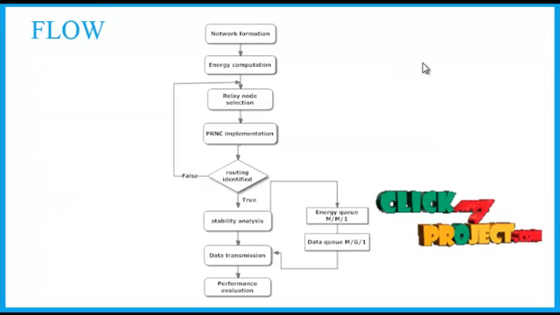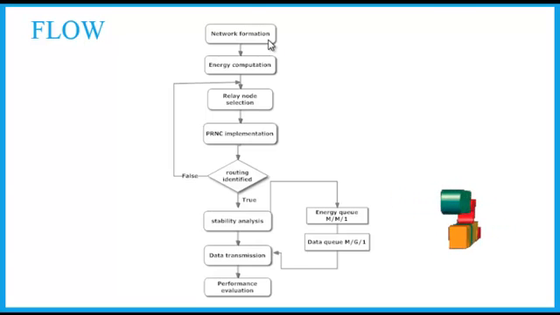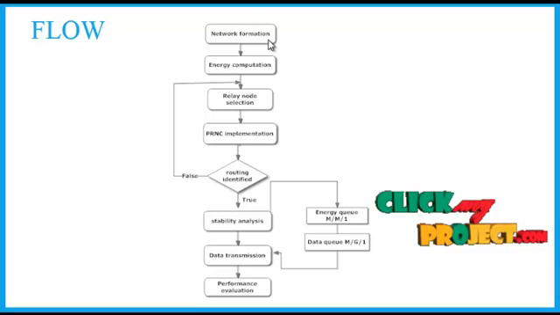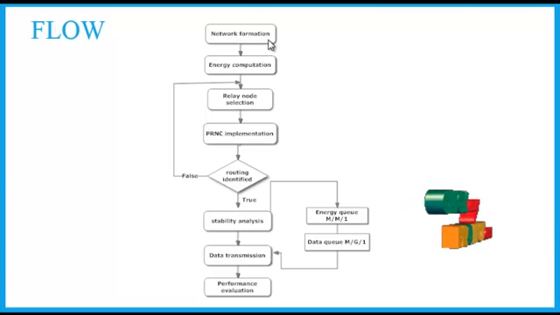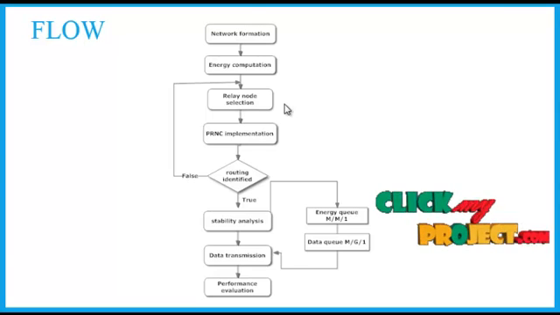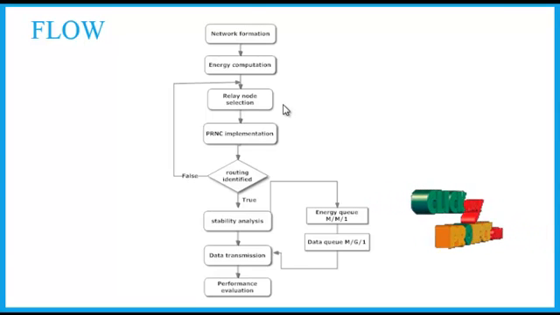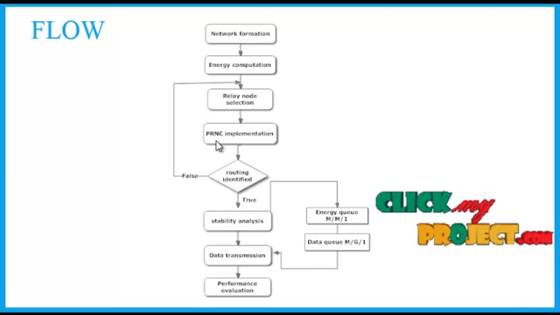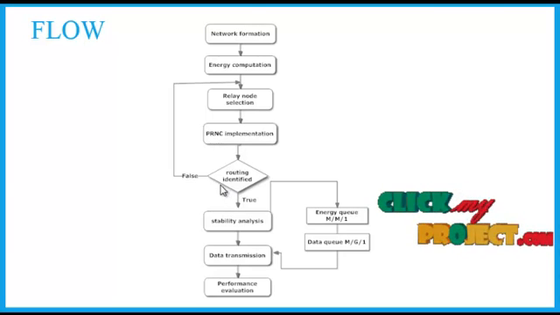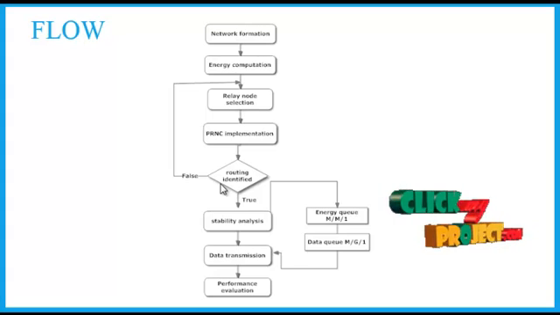Let us see the flow of our project. First, the network is formed. From that, we consider our energy harvesting computation by calculating the energy model in our project. Then we select the relay node. It is selected depending upon the routing table information, which is generated by the PRNC protocol. Our protocol generates the routing table information. According to that routing table information, the routing is identified.